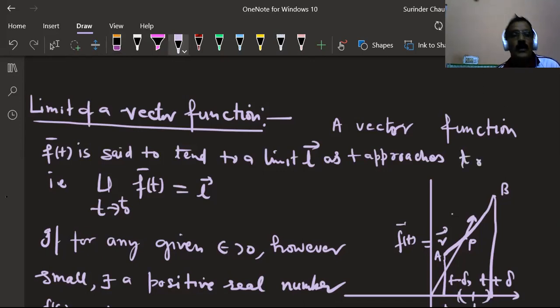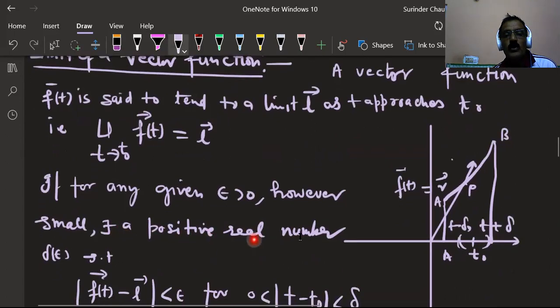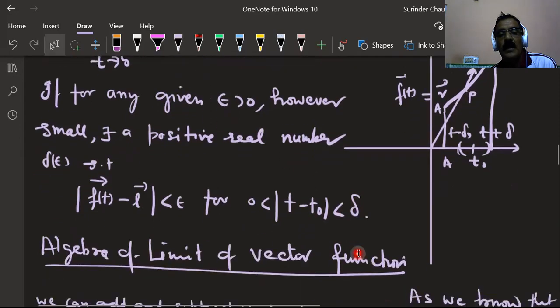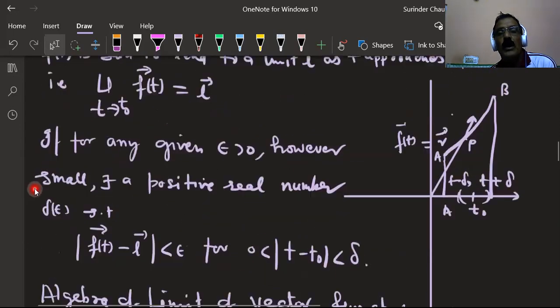What is the meaning of this? The limit as t approaches t naught of F vector t is equal to L vector if, for a given epsilon greater than 0, however small, there exists a positive real number delta such that the modulus of F vector t minus L vector is less than epsilon for 0 less than modulus of t minus t naught less than delta. This is the definition of the limit of a vector function.